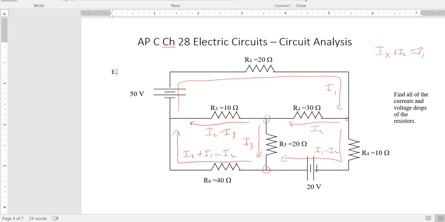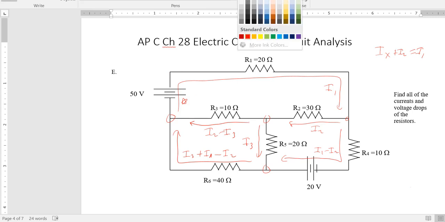And then you can double check at this junction here. If I add the two currents going in, the I2s cancel out and the I3s cancel out, and you end up with I1, which is what should be right there, which is what we have. So we had 6 unknowns. We used Kirchhoff's junction rule 3 different times to eliminate 3 of those unknowns. So we're down to 3 unknowns now, I1, I2, I3. But we still need 3 more equations, okay?